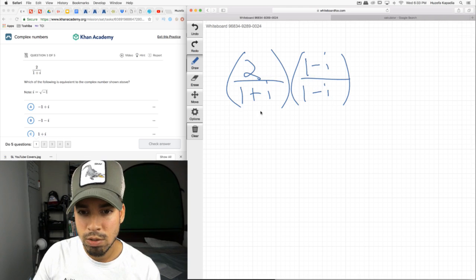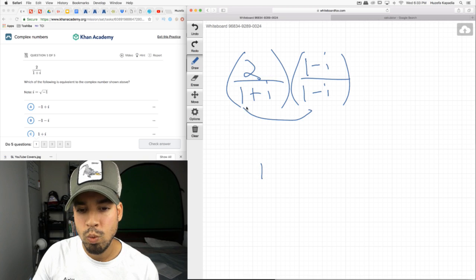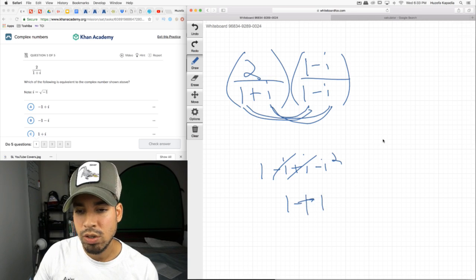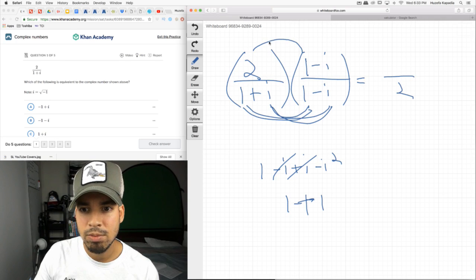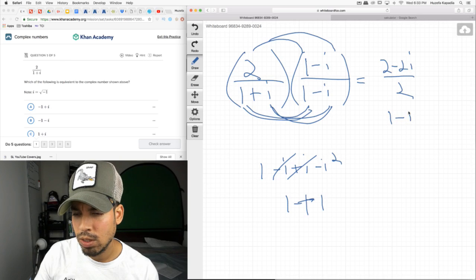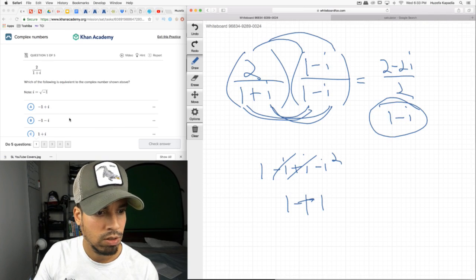Now these guys multiply and become 1 minus i plus i minus i squared. The reason why this is good is, hey, these guys cancel out, and i squared is negative 1. So negative negative 1 is just a plus. So guess what? The denominator becomes 2. Now what about the top? This distributes, and we get 2 minus 2i, right? But now we can divide everything by 2 on the bottom. We get 1 minus i. And there's our answer.